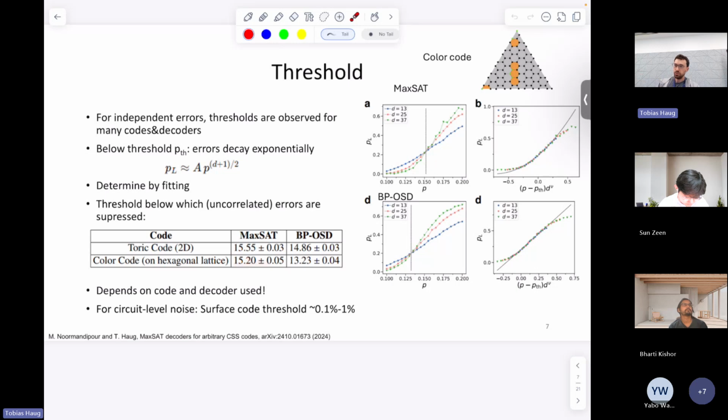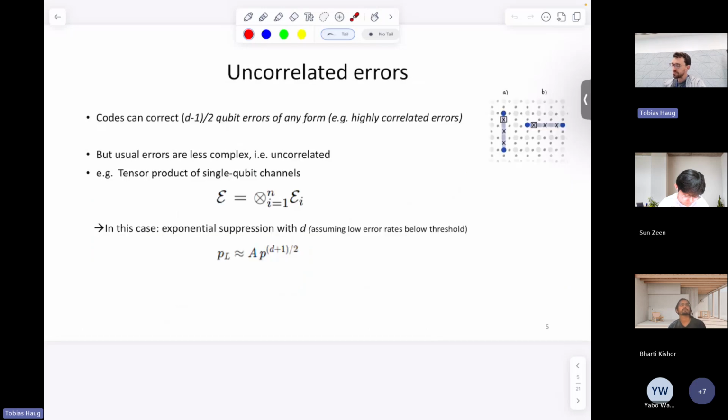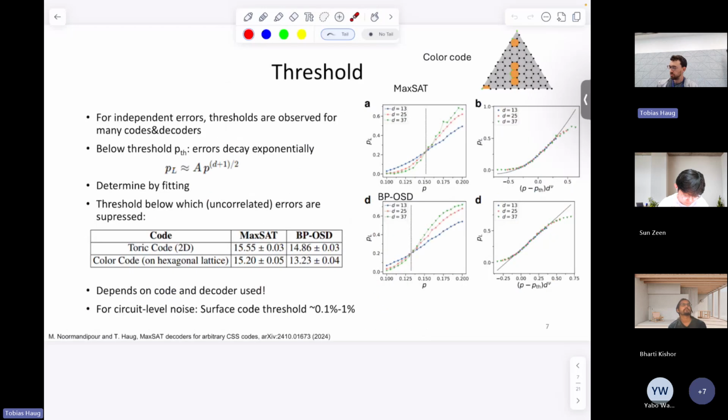So depending on the decoder used, you get different thresholds. Similarly, for different codes you get different thresholds. Let's say for a toric code, you find the threshold is 15.5%, whereas for the color code it's 15.2%. The toric code has a better threshold behavior, meaning it can tolerate more errors up to a certain percentage. So basically, if you're below threshold, then scaling up the code distance will suppress errors, assuming these errors are of a certain character, let's say uncorrelated. Of course, we know this is not generically true.